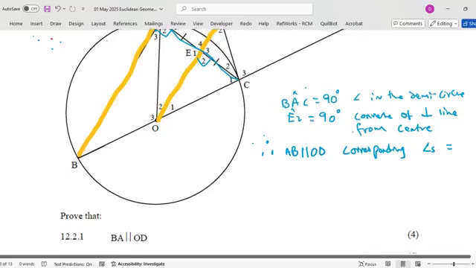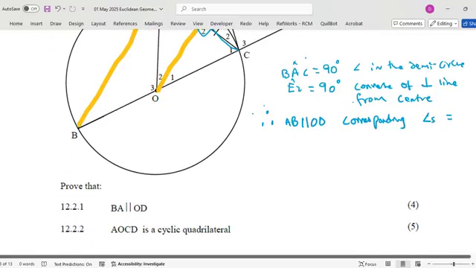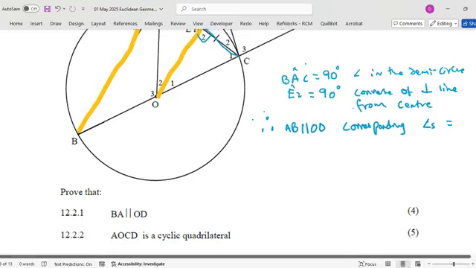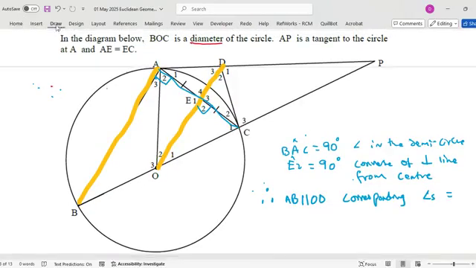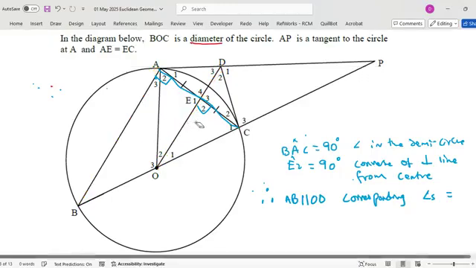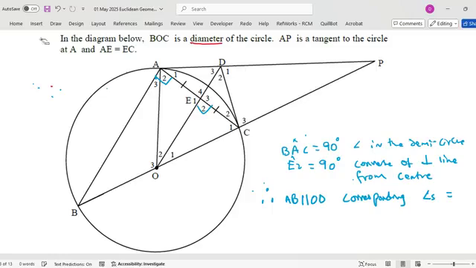Okay, thank you. Okay, we have to prove that AOCD is a cyclic quadrilateral. Now, if we have to prove that that is a cyclic quadrilateral, remember we've proved that those two lines are parallel. Let's just indicate that we've proved that these two lines are parallel. Now we can use parallel lines.